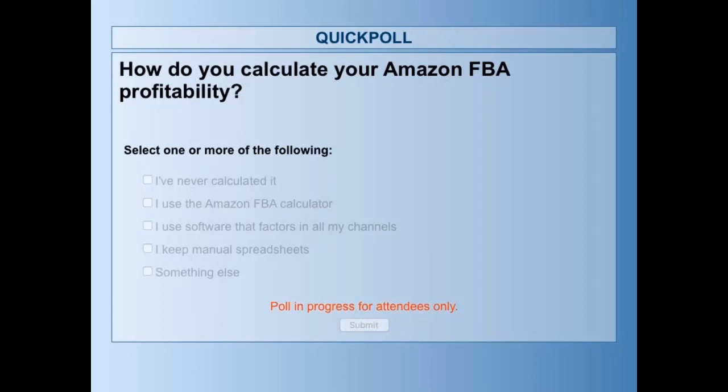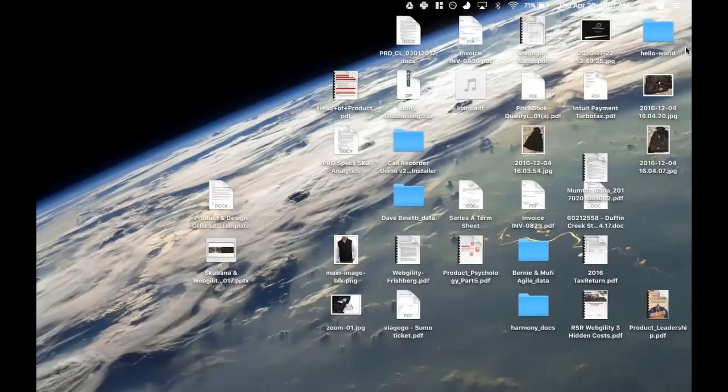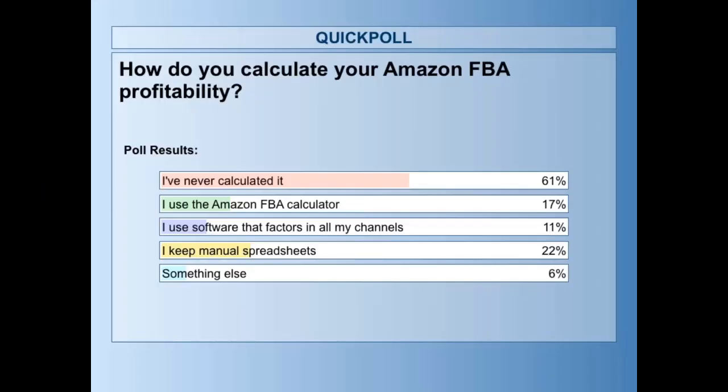We'll probably follow up to figure out what that something else is. So far, the poll's still in progress, but we're seeing a big lead with never calculated it. So good news, you're in the right place. And then a pretty even split between the FBA calculator and some other software, with a strong second place coming up as the manual spreadsheets. Wow. With the poll closed, these are our results. Chad, what are your thoughts?